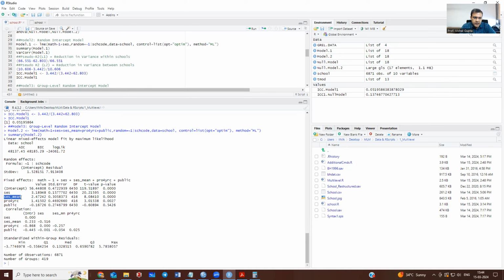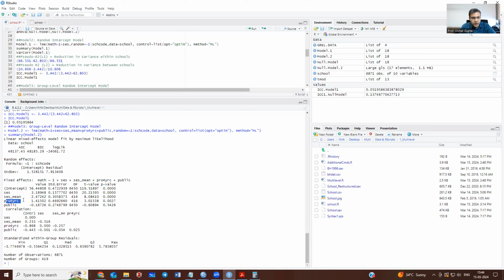SES mean J, the coefficient is 2.47, and again it is highly significant. It means that, keeping everything else the same, students who are studying in richer schools or schools that cater to richer kids tend to score higher in mathematics by 2.47 marks.